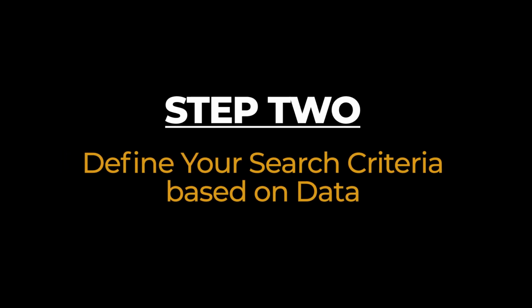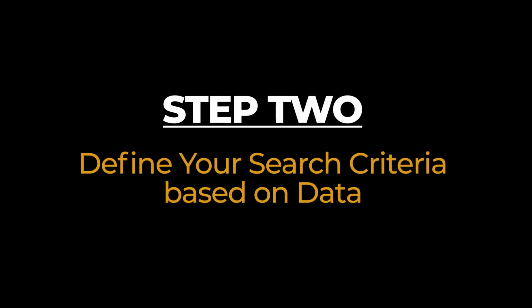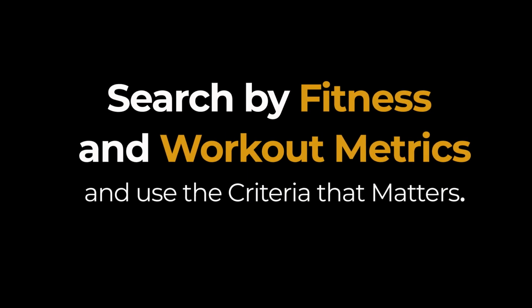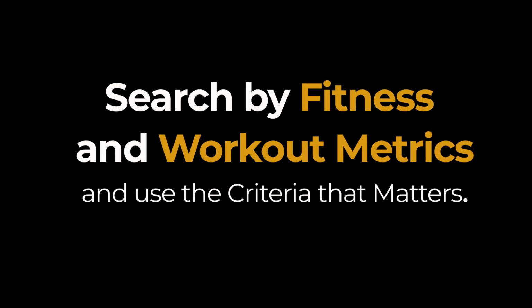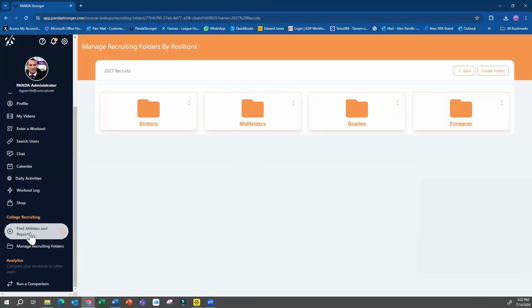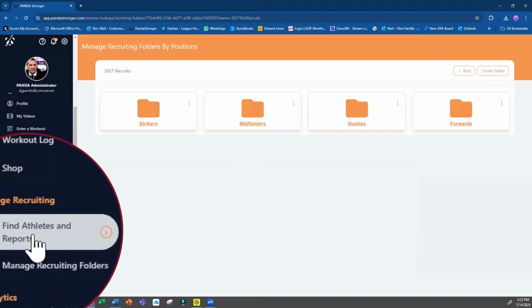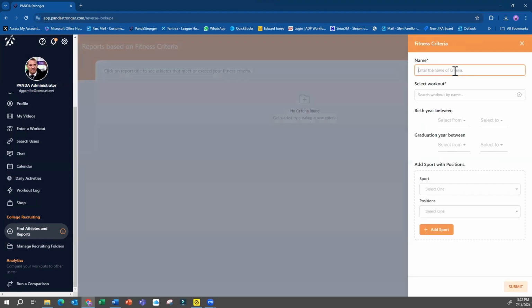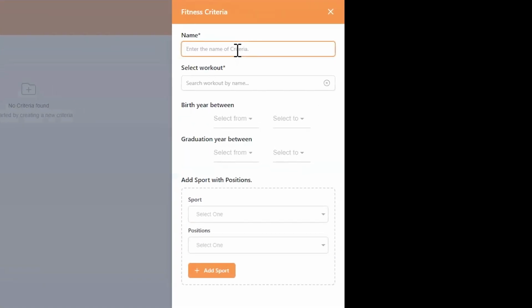PANDA is a game changer because it is completely based on data. Now coaches can search for athletes based on their fitness and workout metrics and search by the criteria that is important to them. Start by clicking on Find Athletes and Reports. From here, hit Set Criteria. This is where you define the workout metrics that you believe are important for recruiting a successful athlete.